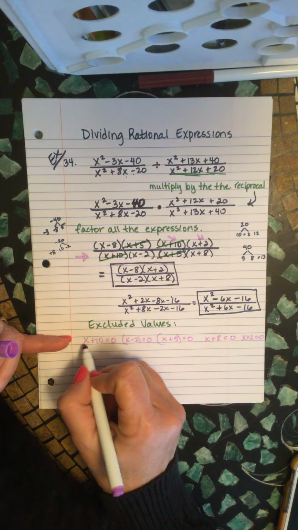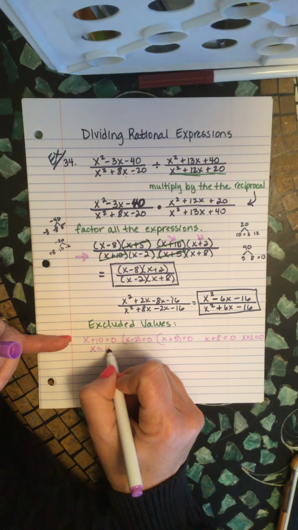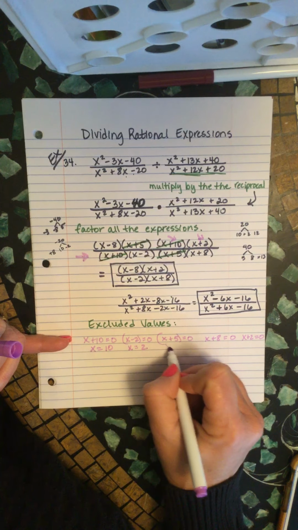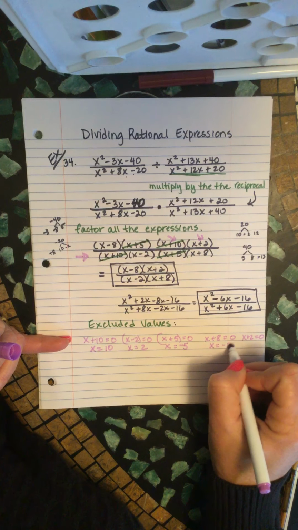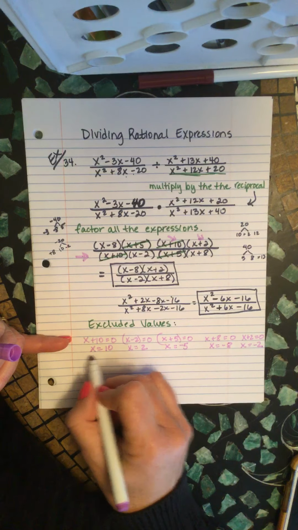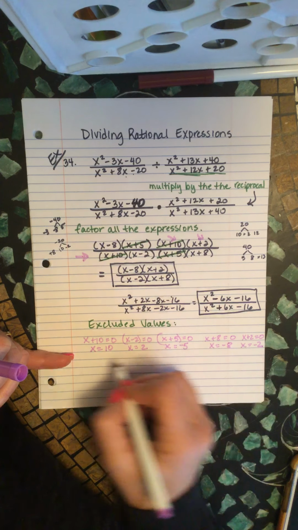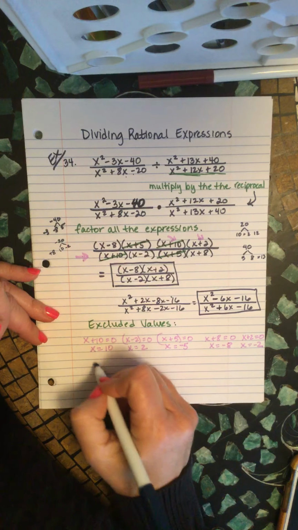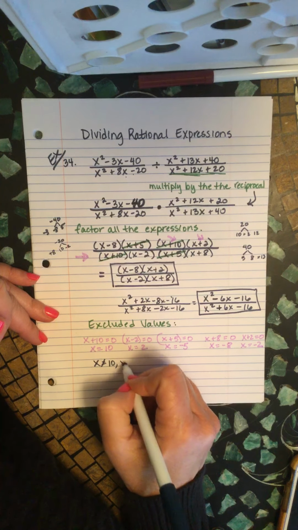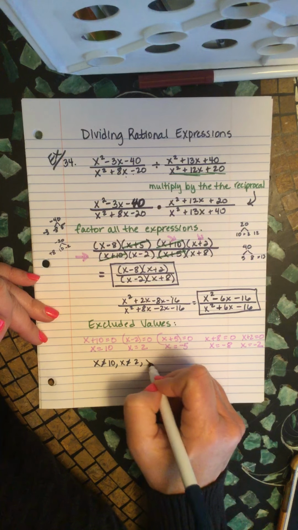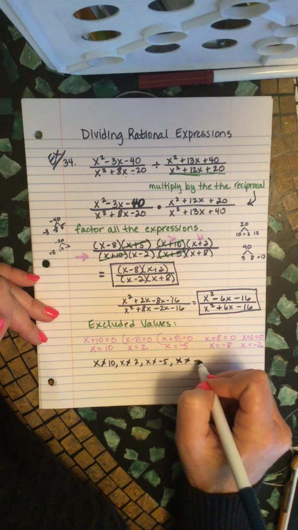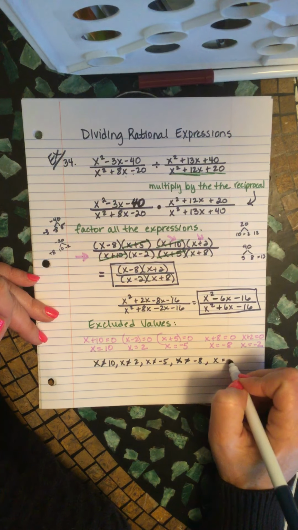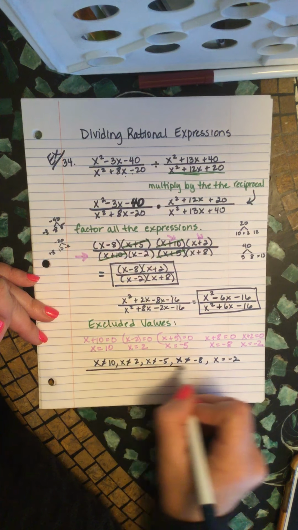Okay, so we have a lot of excluded values. So x is equal to negative 10, x equals 2, x equals negative 5, x equals negative 8, and x equals negative 2. These are all of our excluded values. So x cannot equal negative 10 or 2 or negative 5 or negative 8. Okay, so these would be our excluded values.